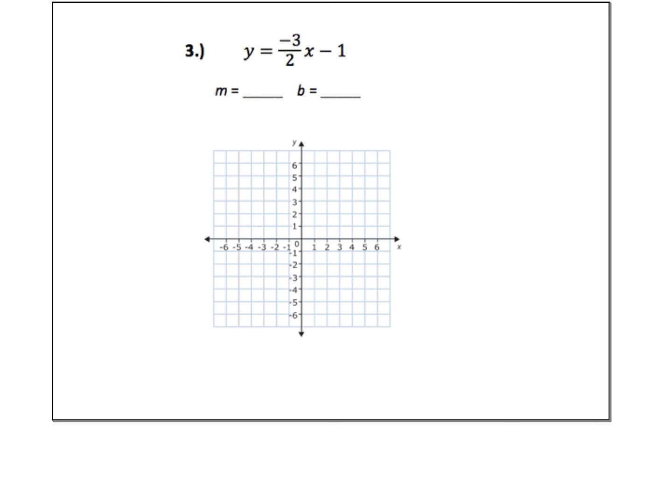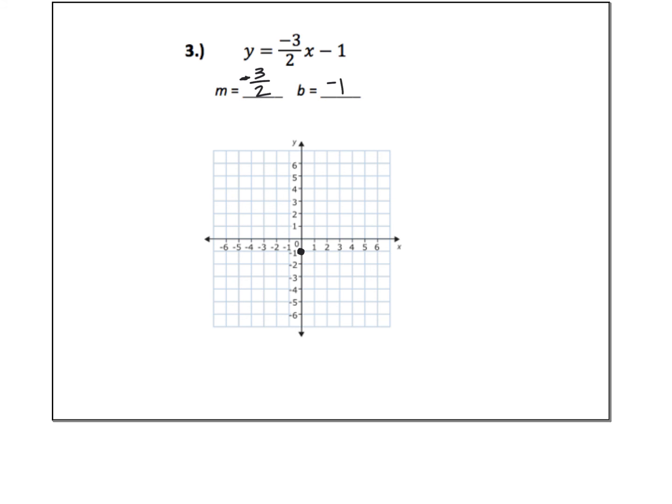Okay, let's try another. So the m is always the number in front of the x. My m, my slope, is -3/2. And then my b is my y-intercept, which is -1. All right, so I begin with my b. I graph my -1 on my y-intercept. And now from my y-intercept, I graph my slope.